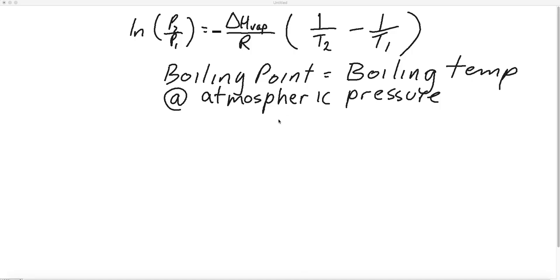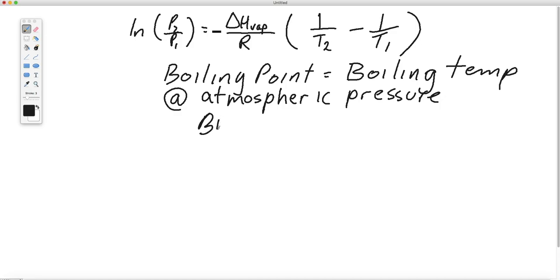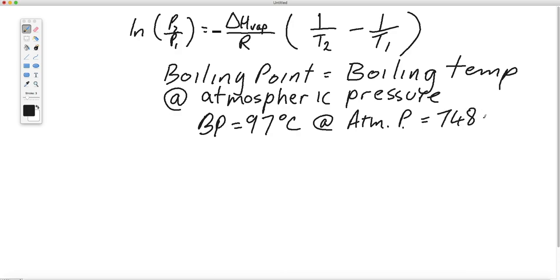So what we're going to do here is let's assume that we see a boiling point of, let's say, 97 degrees Celsius, and the atmospheric pressure, which we get off a barometer in the lab room, is going to be, let's say, 748 millimeters of mercury. This can vary. It's not always 760. We assume that 1 atmosphere is 760, but in reality, air pressures vary all the time.